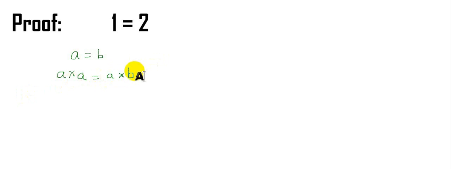We'll also write comments with every step for you to understand easily what happened in each step. Okay, so in this step, multiply A both sides. Then in the next step it becomes A times A is A square and A times B is AB.